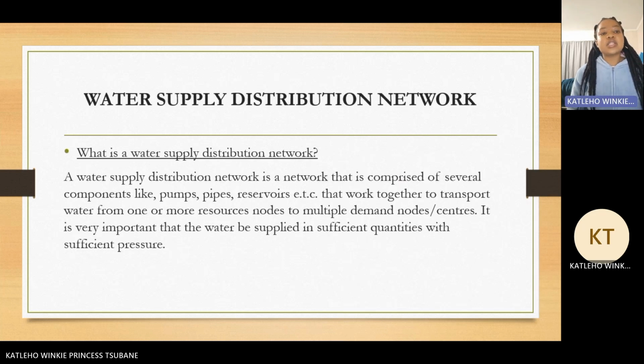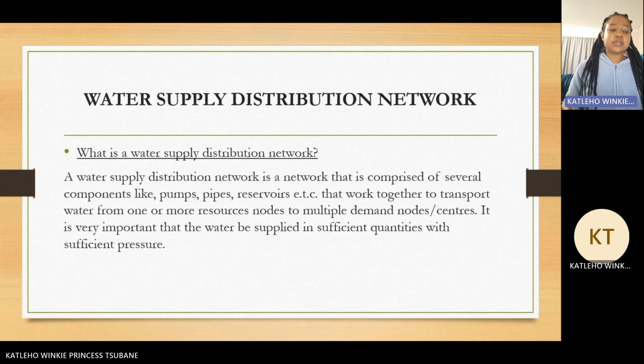In order for me to undertake this project, first I did my case study, and the first thing that I asked was, what is a water supply distribution network? A water supply distribution network is a network that is comprised of several components like pumps, pipes, and reservoirs that work together to transport water from one or more resources to multiple demand centers. It is very vital that the water is supplied in sufficient quantities and with sufficient pressure.